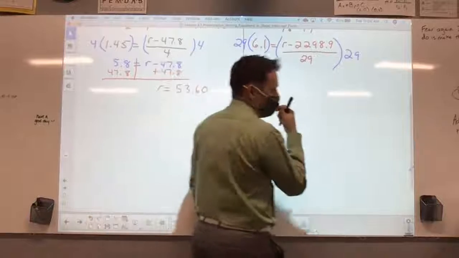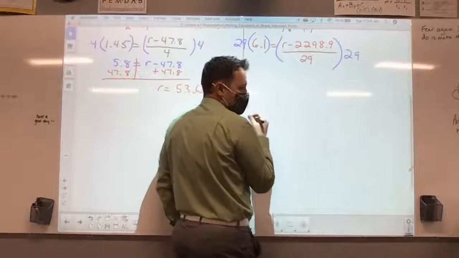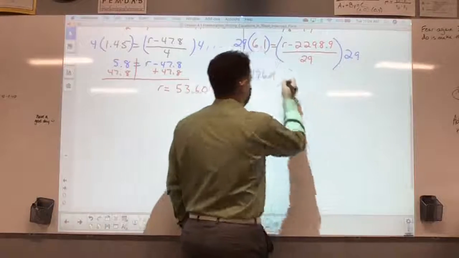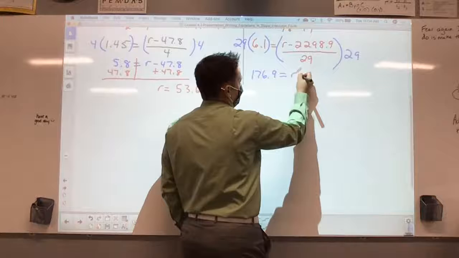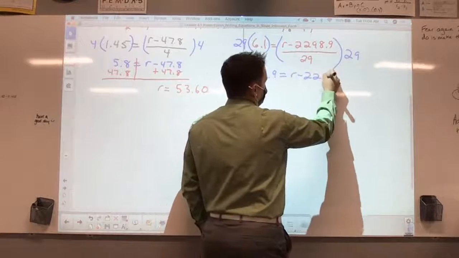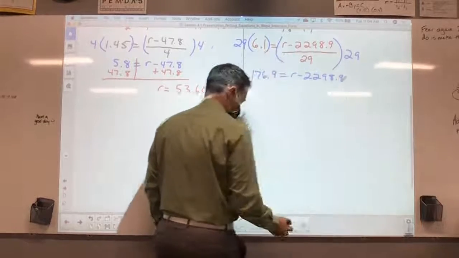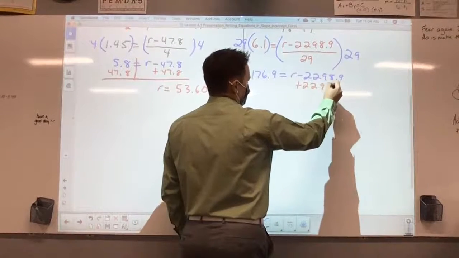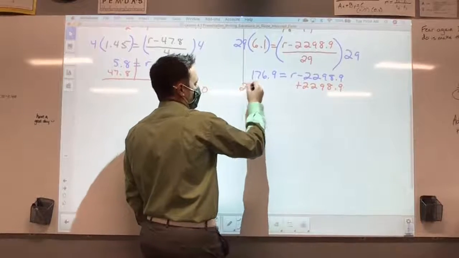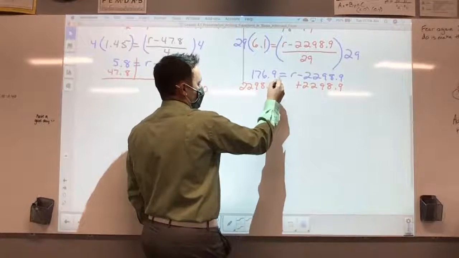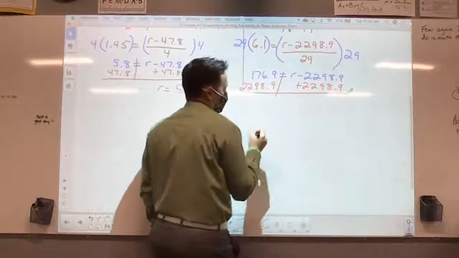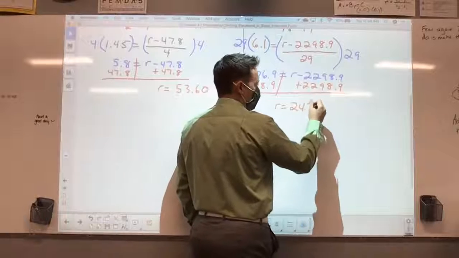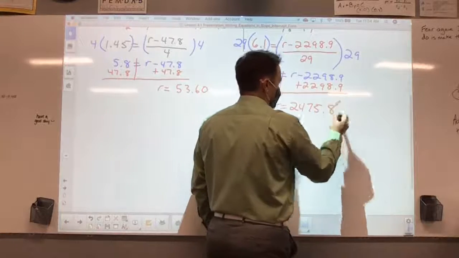All right, then you just put it in the calculator, and you would end up with 176.9 equals R minus 2298.9. Then you simply add this to both sides, and you end up with your number, which was R equals 24. Same thing.